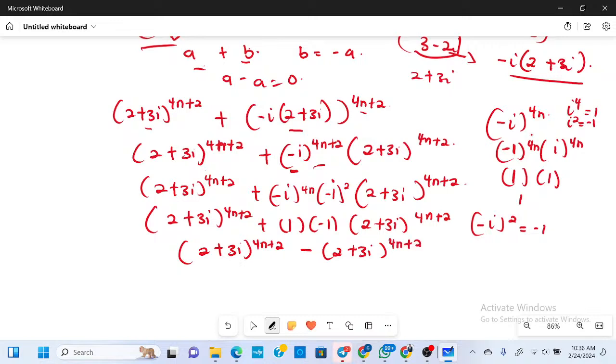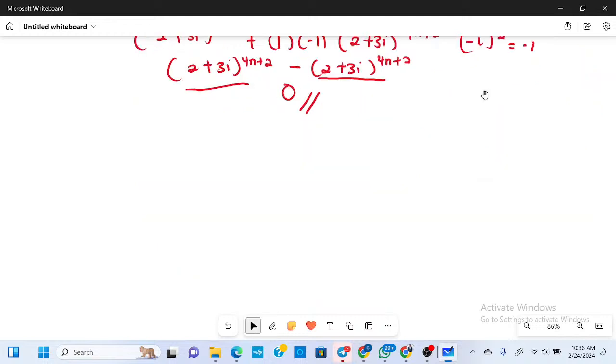And at this point, you can clearly see that what I have on this side is equal to what I have here. And since the operator between them is subtraction, I can clearly see that this amounts to 0. And that is the proof. So this is the end of the first problem. Let's quickly go to the second problem.